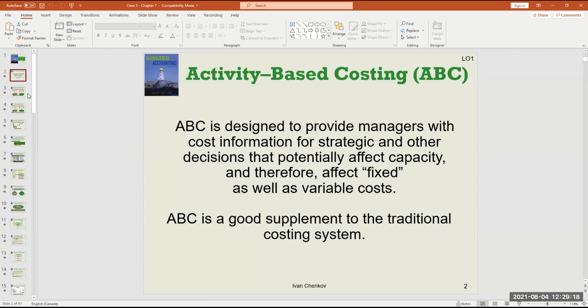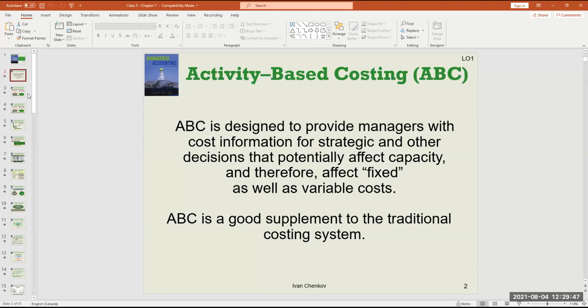Activity-based costing is designed to provide managers with cost information for strategic or other decisions that potentially affect capacity, and therefore affect the fixed as well as the variable cost. So we're going with the capacity here. And you have to understand, activity-based costing is a good supplement to the traditional costing system.